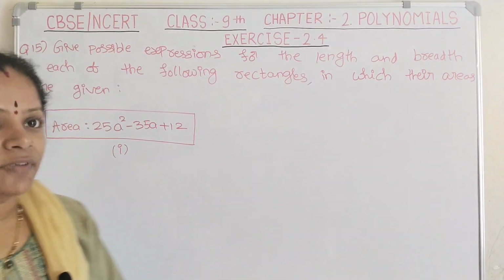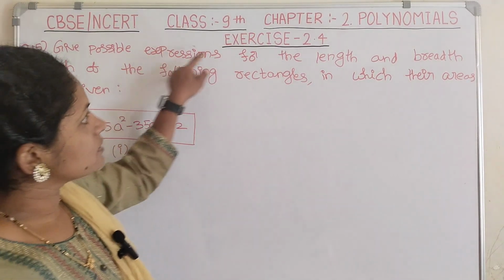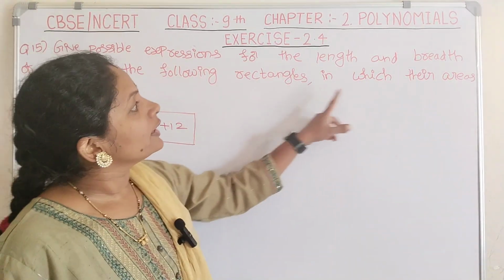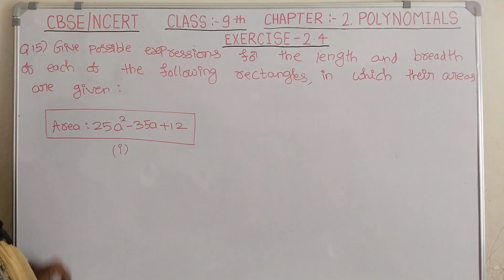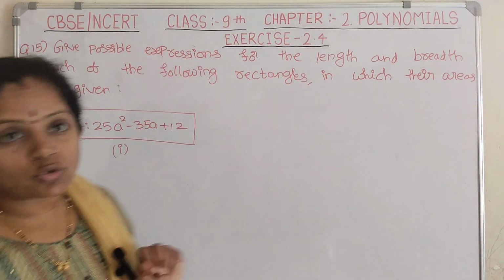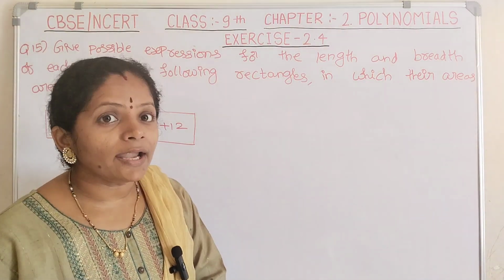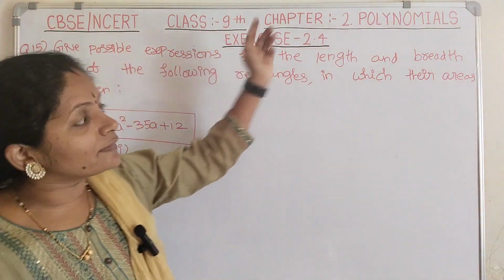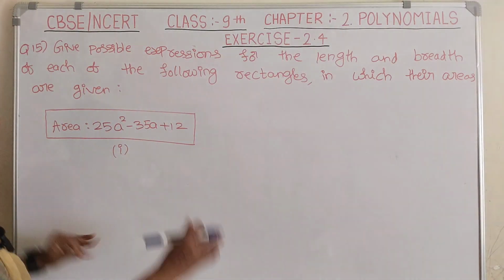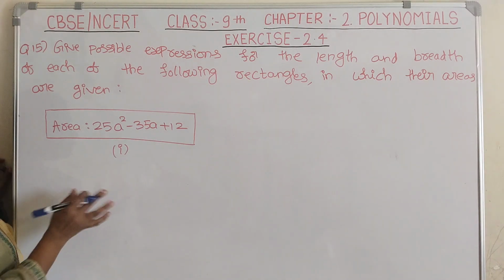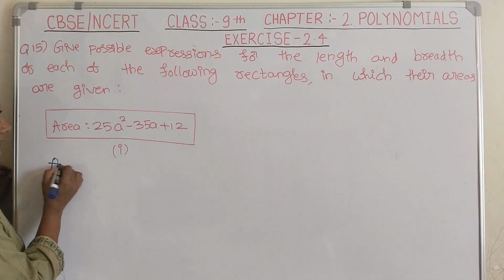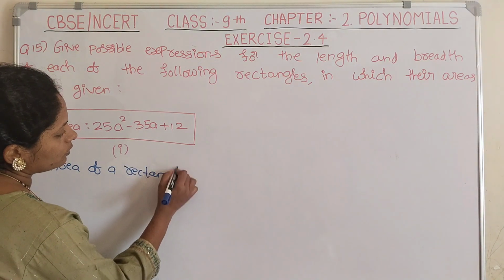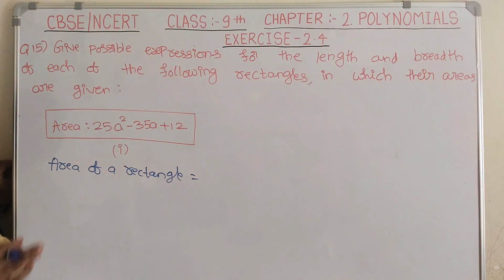Let's solve question number 15. Give possible expressions for the length and breadth of each of the following rectangles in which their areas are given. Here in this question, two rectangles are given to us and we have to write the expression for the length and the breadth. Let us see how to solve this. We know that the area of a rectangle, we know the formula. What is that? Length into breadth.